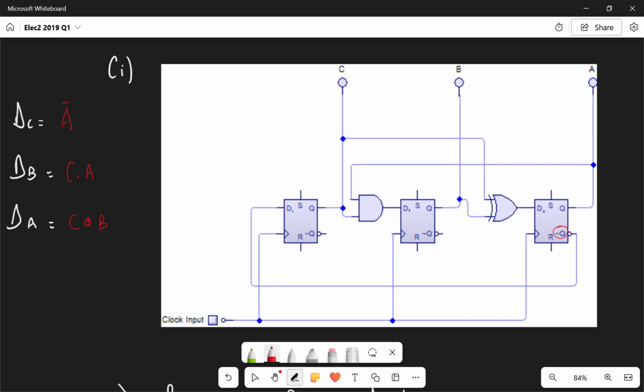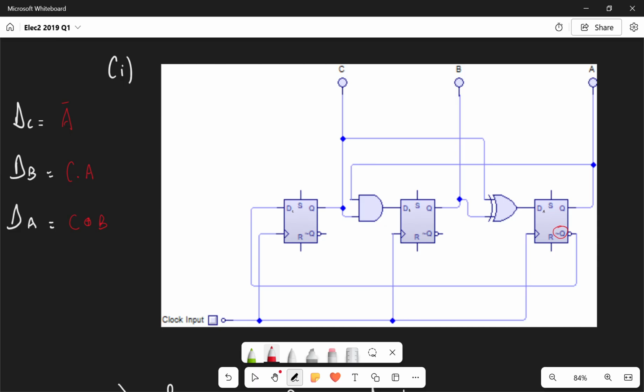Okay, so part 2. On power up, the system starts in the state C equals 1, B equals 0, A equals 1. So these are the attachments to each of the outputs C, B and A. Then the clock inputs one pulse. What state is the system now in?